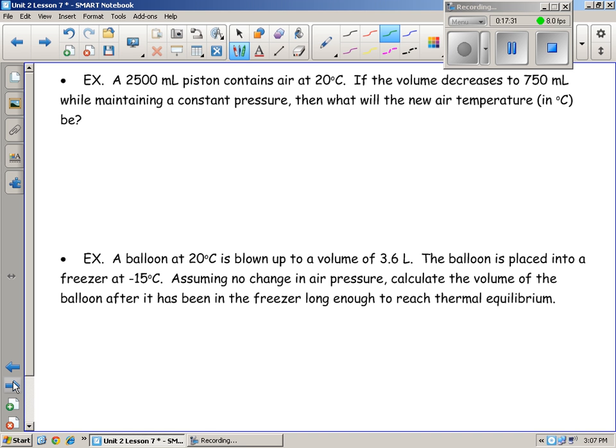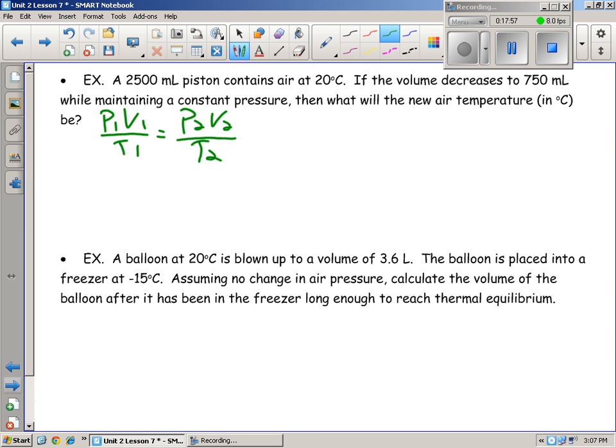So just relax. This one here: a 2,500 milliliter piston contains air at 20 degrees Celsius. The volume decreases to 750 while maintaining a constant pressure. Then what's the new air temperature in Celsius? The first thing I think is, first of all, I should start with my formula. Maybe I have to use all of it, maybe I don't, but I know that's my formula.